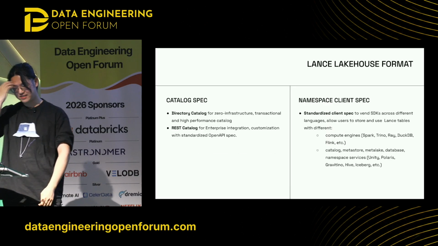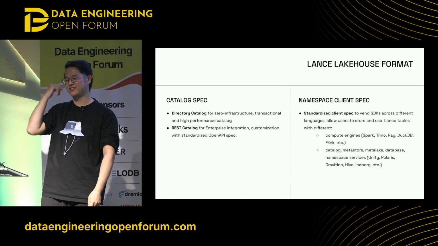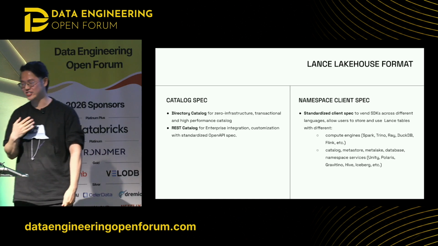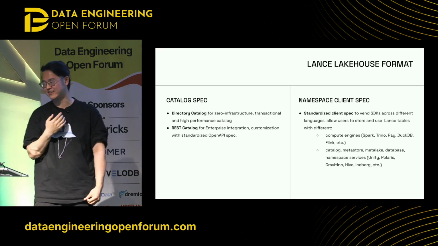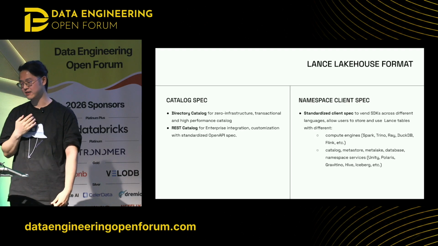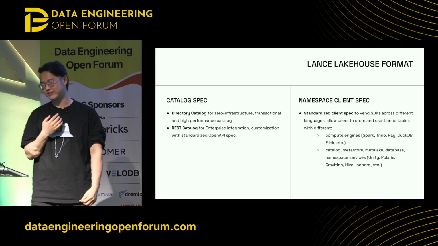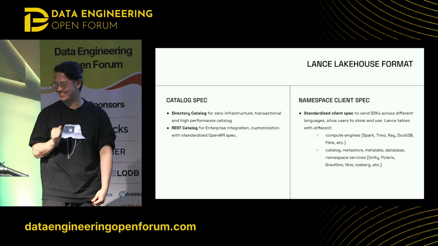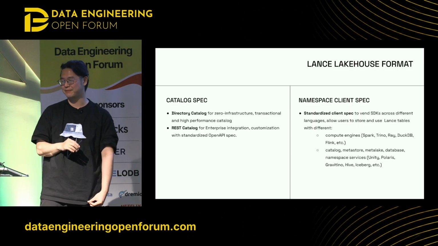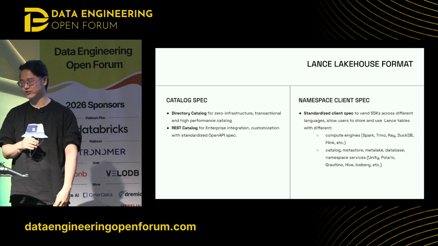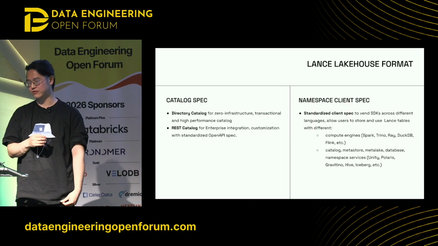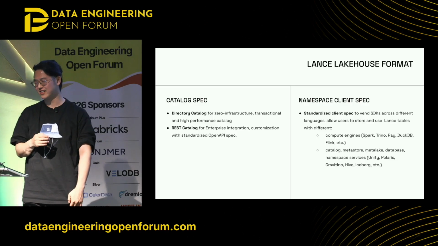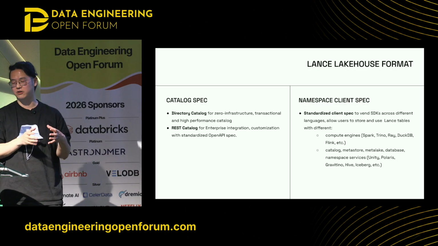And on top of that, a part that really, thanks to Netflix, has helped us shape quite a bit, is the catalog layer. So today we offer two different catalog specs. One is what we call the directory catalog. That is essentially a list of tables in a directory. But it's more complicated than that because it offers transactional support and all sorts of high performance operations so that you can really just have a catalog on storage.